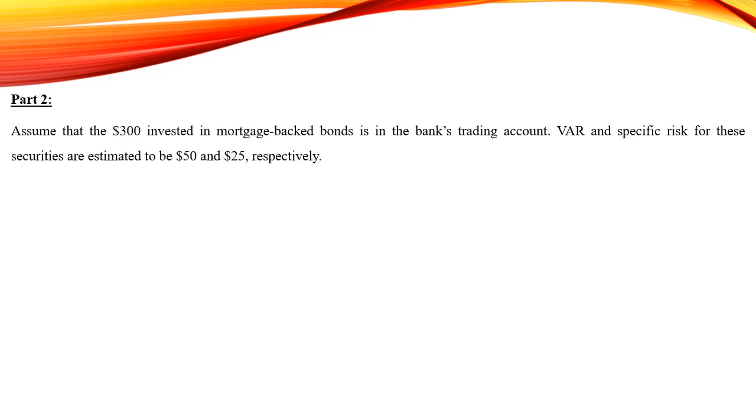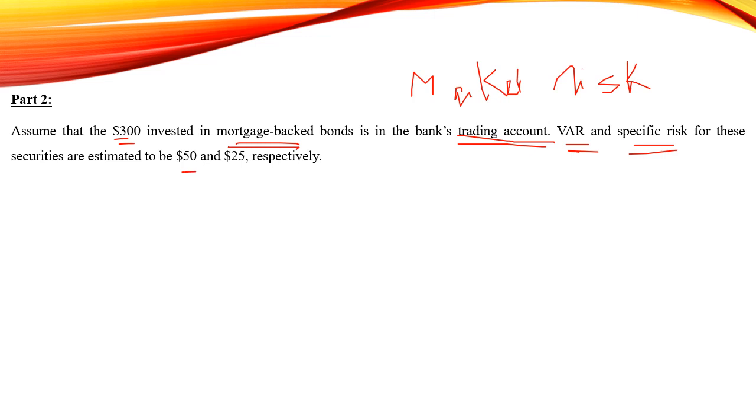Now we're going to move to part 2 of this exercise. Assume that the $300 invested in the mortgage-backed bonds is in the bank's trading account. Once these amounts are in the bank's trading account, they must have a market risk. So we have in this case not only the credit risk but also the market risk. So how could we determine the market risk? They are saying that the VaR, or the value at risk, and the specific risk for these securities are estimated to be $50 and $25 respectively.